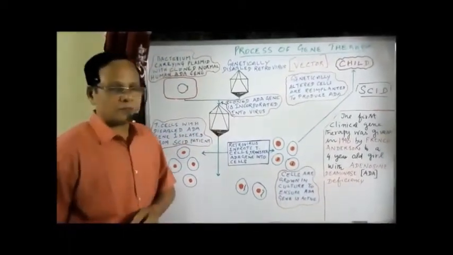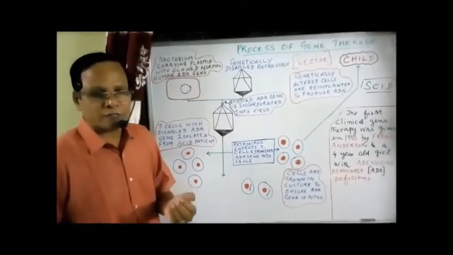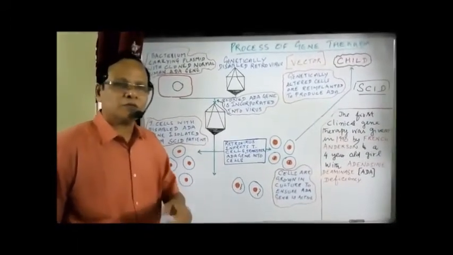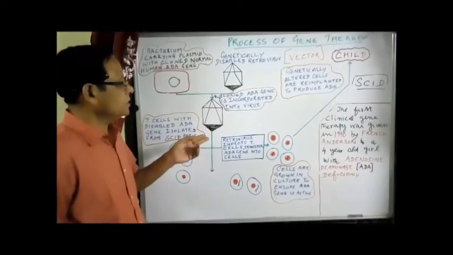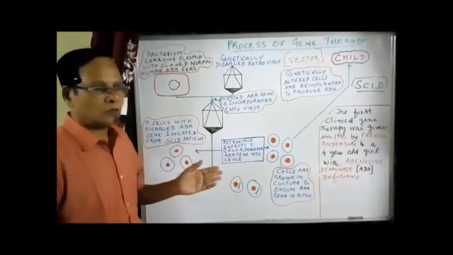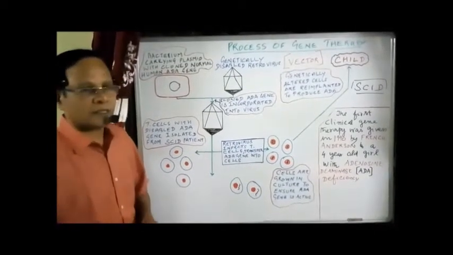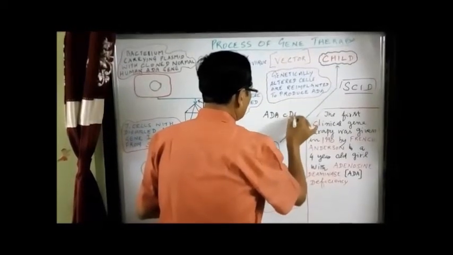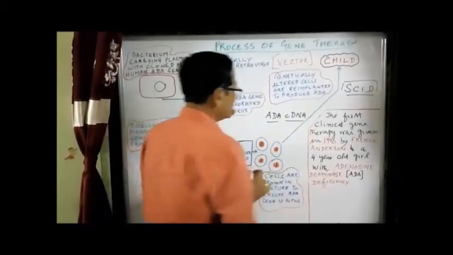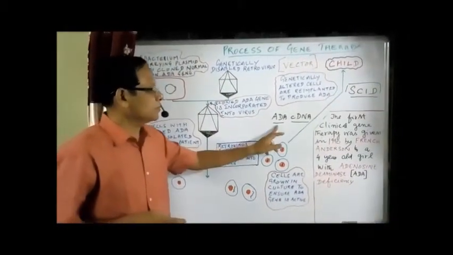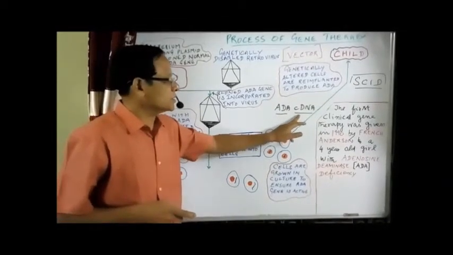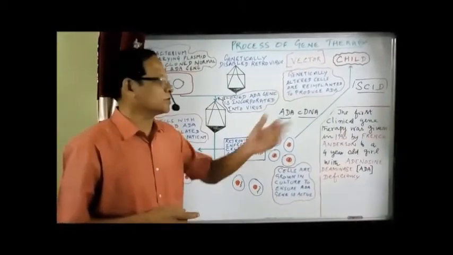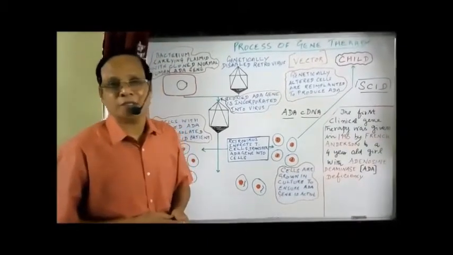So what are they doing actually in that process? Normally, the defective lymphocytes from the patient's blood are collected and cultured in a nutrient medium. Then the gene coding for the enzyme, which is actually cDNA, called ADA cDNA, the adenosine deaminase enzyme gene, is taken. The gene in the form of cDNA is inserted into the cell to produce the enzyme. What is cDNA? It is complementary DNA.